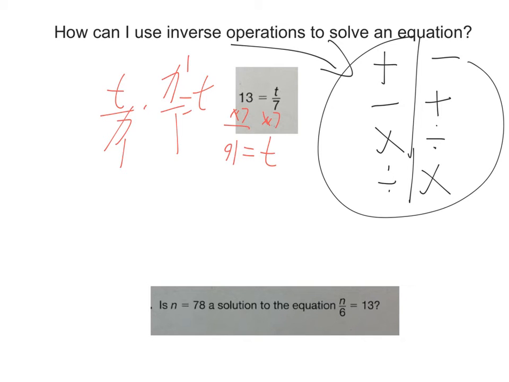Another problem that I want to go over here is testing if something's a solution to an equation. So in this equation, you have n divided by 6 equals 13. You could solve for n just by using the inverse operation. You could say, okay, times 6 would give me n, and then 13 times 6 would be 6 times 10 is 60, 6 times 3 is 18, 60 plus 18 is 78. And you know, n equals 78.